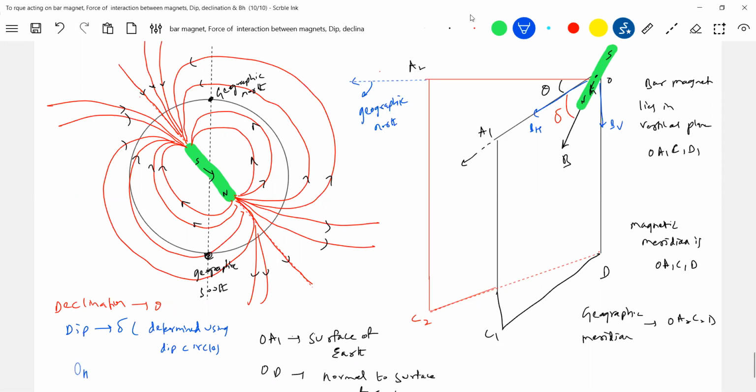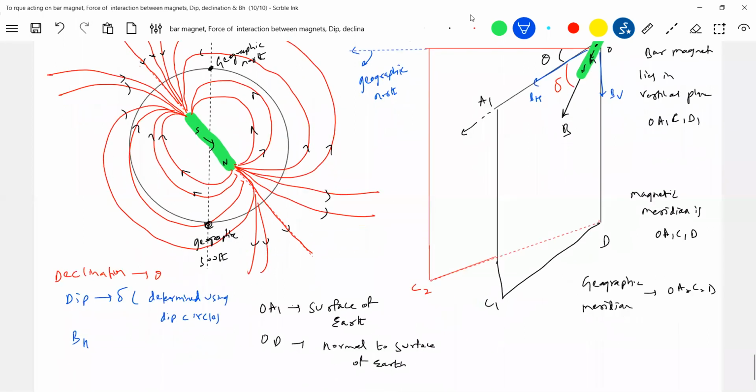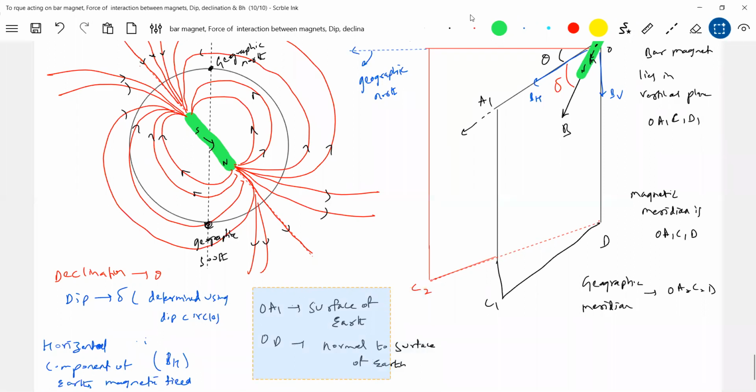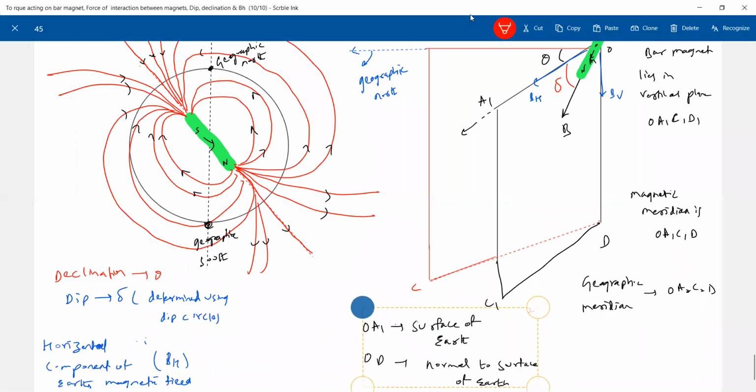Now BH, the horizontal component of Earth's magnetic field. How do I find out? I'll give the name. Horizontal component of magnetic field. What is the symbol? BH. How do I find out this? Using a vibration magnetometer. All these symbols I'm giving are very important.